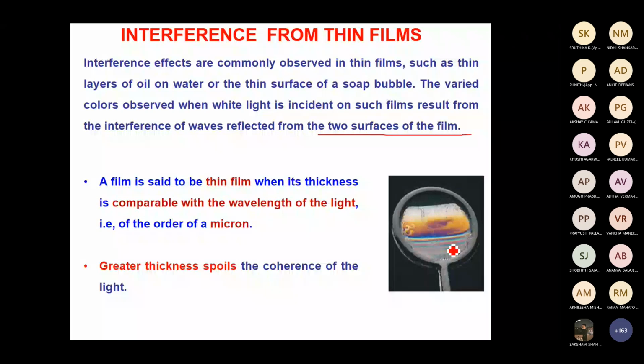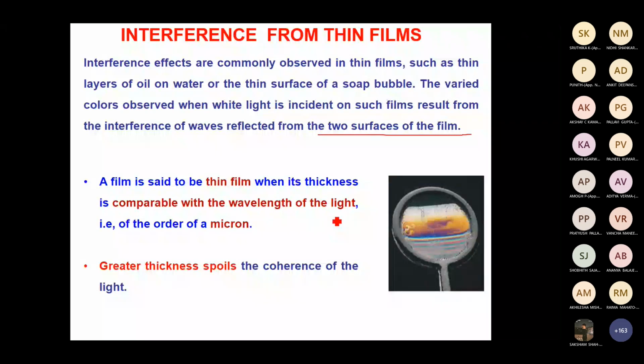What will happen if the thickness increases? If you increase the thickness of the film, then the coherence is lost. Can anyone tell me why it is so? Why can't you see interference from a thick film? Sir, because the velocity of light changes in the medium. So the fringe pattern won't be observed. Yes, but why?